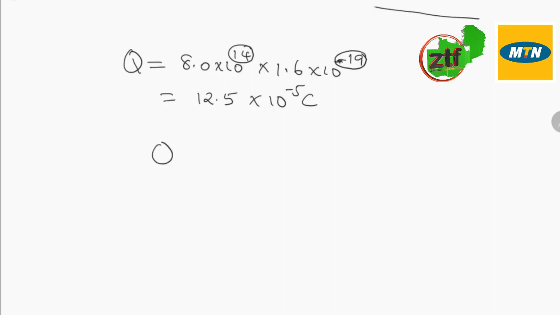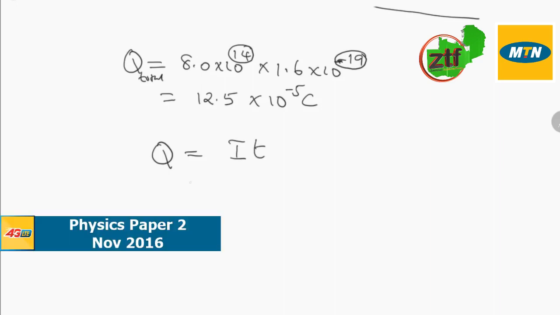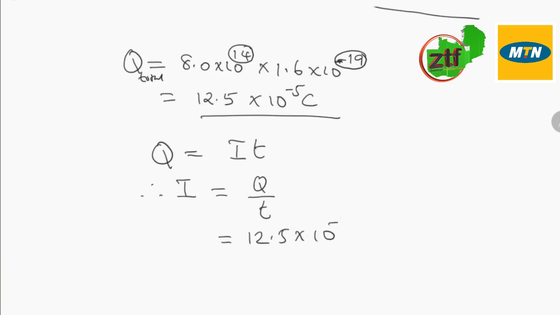So we say quantity of charge is equal to current times time. So therefore current should be equal to quantity of charge divided by time. The quantity of charge, we have it here. So it's 12.5 times 10 to the power of minus 5 divided by the time, and they're saying each second, and therefore we put 1 second here, so that we get 12.5 times 10 to the power minus 5 amps. That becomes the answer.